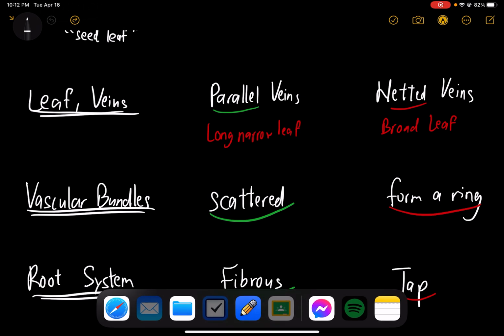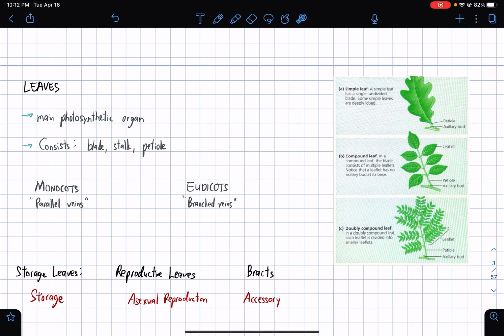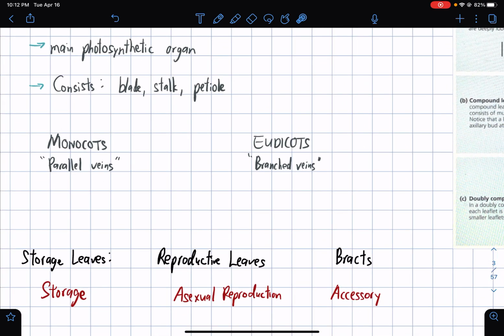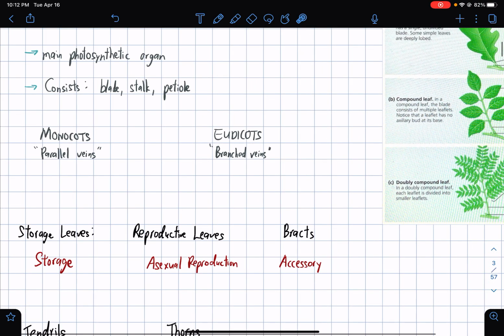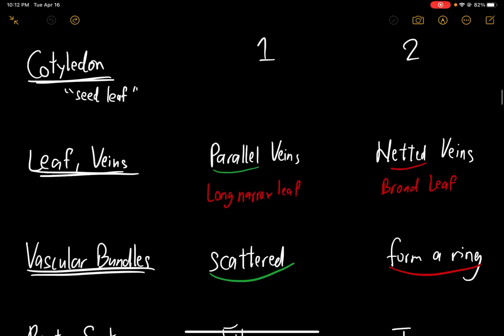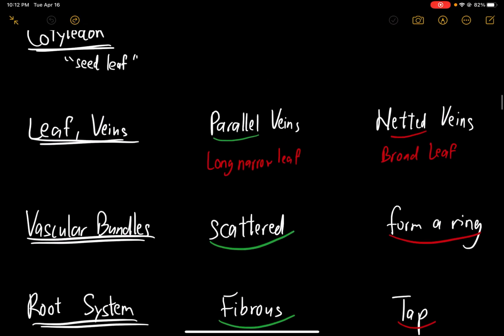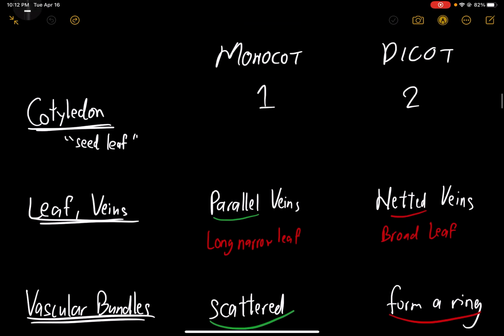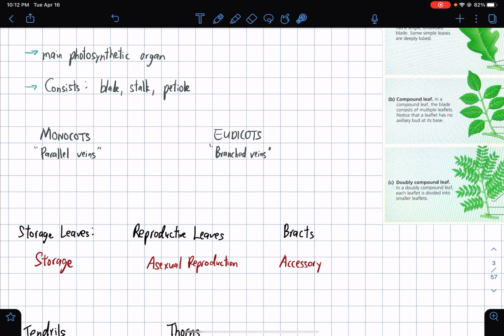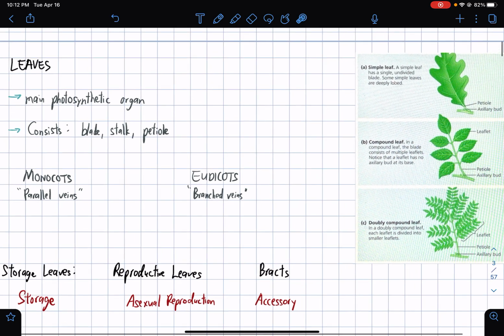I remember there's a picture on the internet that focuses solely on differentiating monocots from dicots. I believe dicots can also be called eudicots, or perhaps not, because for dicots it says that the veins are netted, but here for eudicots they're branched veins. So I suppose they're different. Yeah. Anyways.